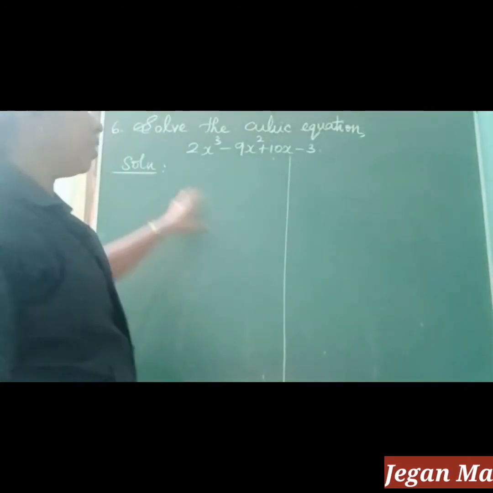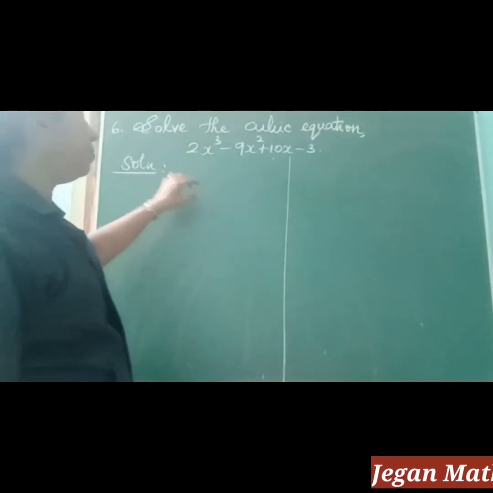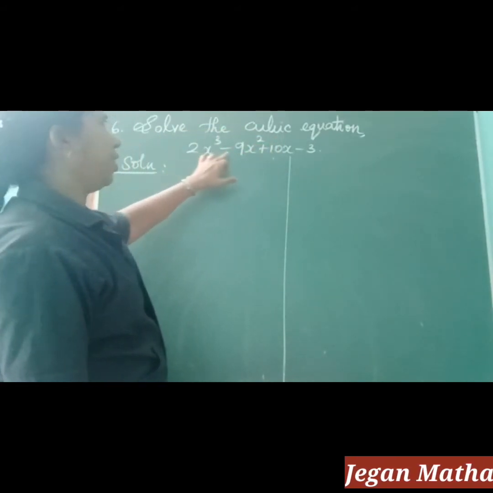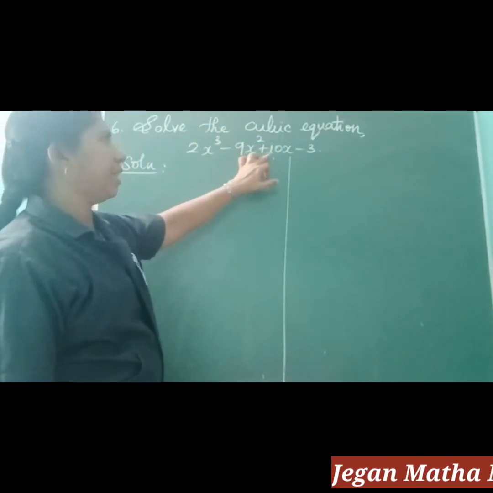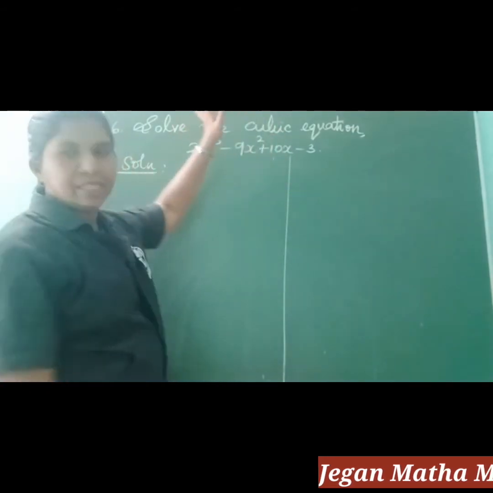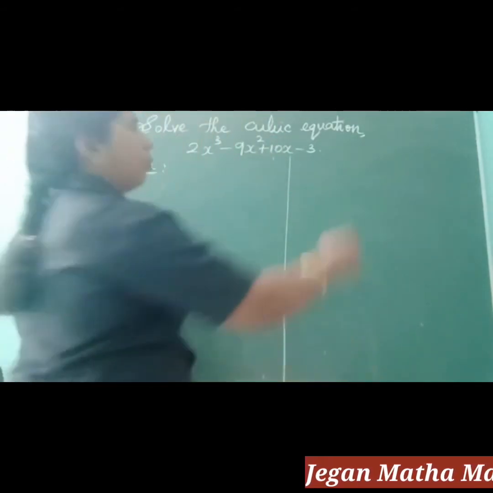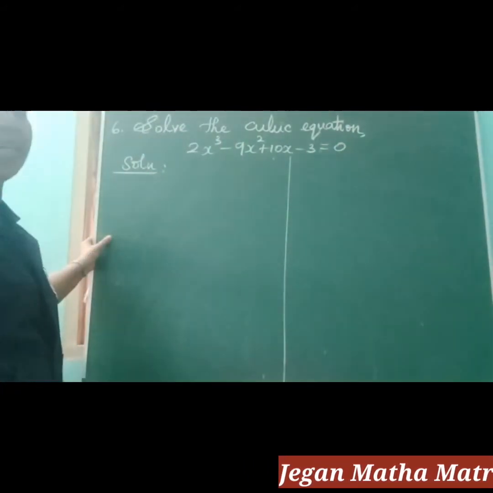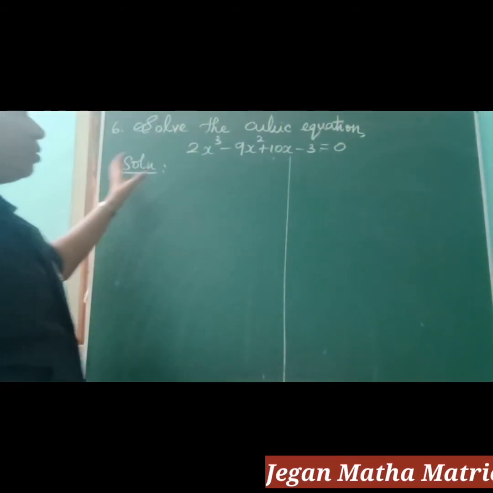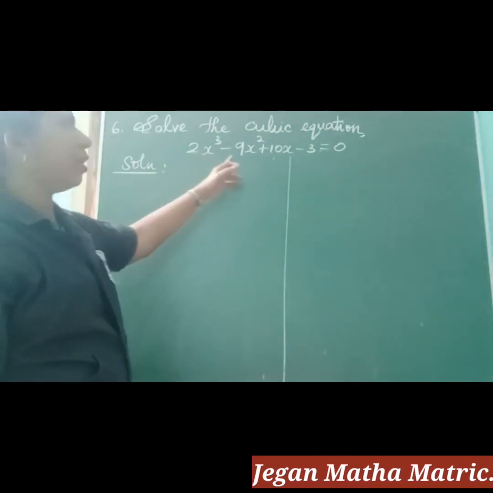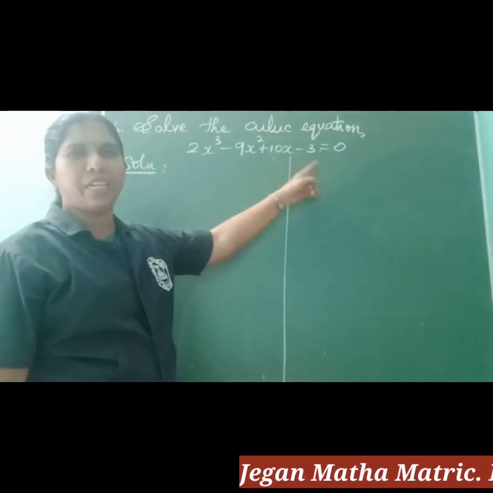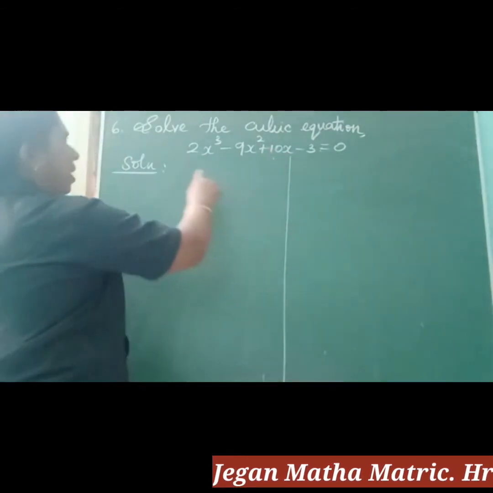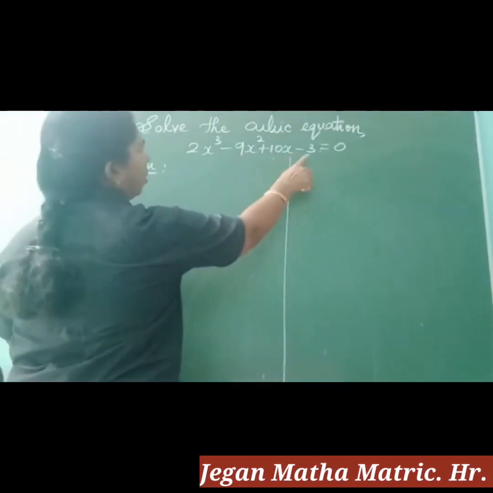Now, we are going to solve one more sum. Solve the cubic equation 2x cube minus 9x square plus 10x minus 3 equal to 0. Here no roots are given. So already you know, if the sum of the coefficients is equal to 0, then you can say 1 is the root. Here, what are the coefficients of this polynomial?